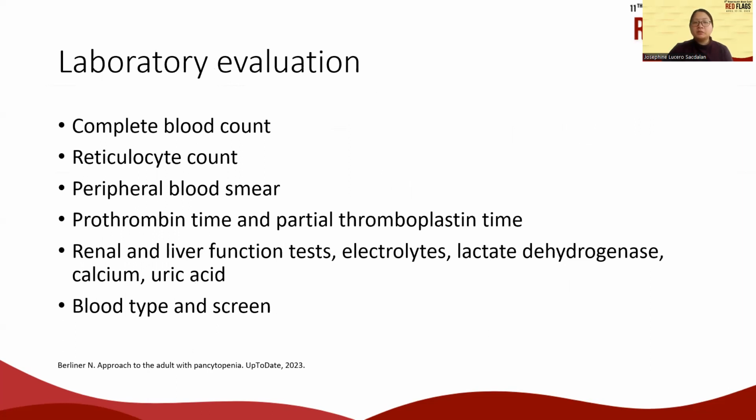Initial laboratories that will be most informative include a repeat complete blood count with reticulocyte count at an established laboratory, a peripheral blood smear, coagulopathy tests including PT and PTT, renal and liver function tests, electrolytes, lactate dehydrogenase, calcium, uric acid, and blood typing and screening.